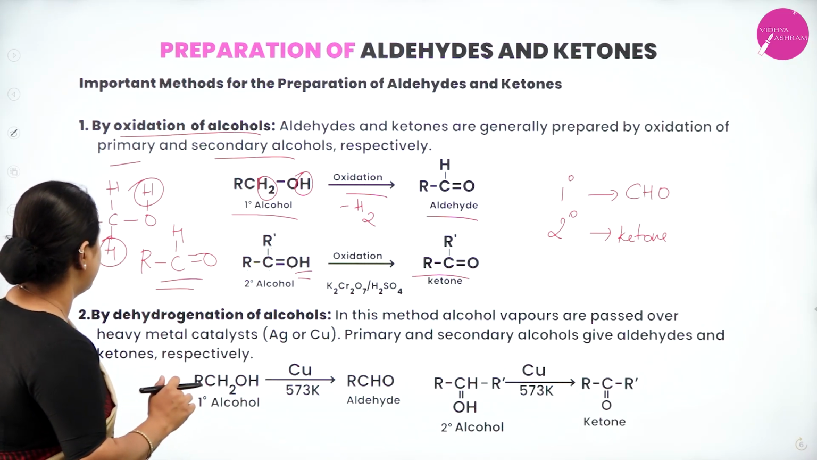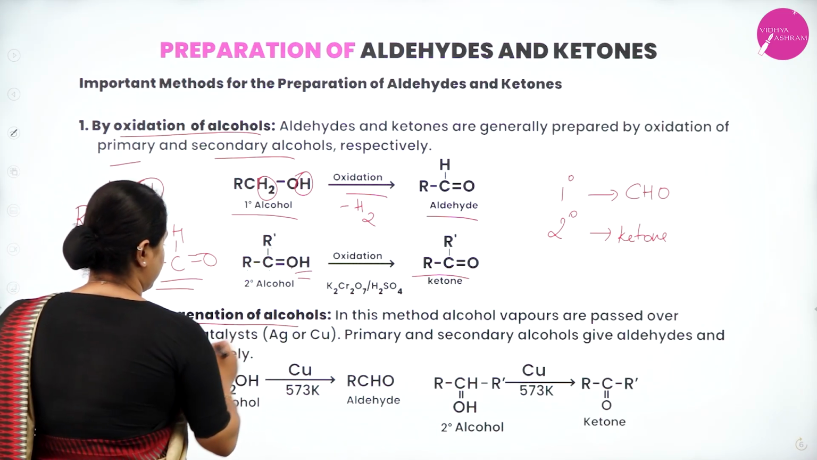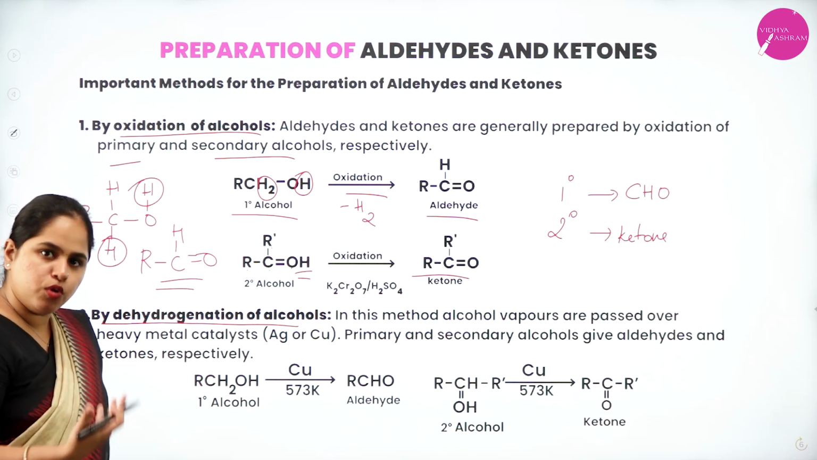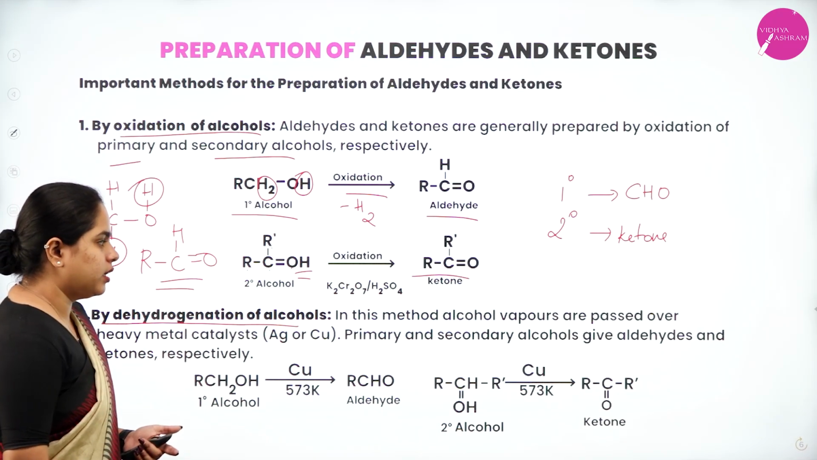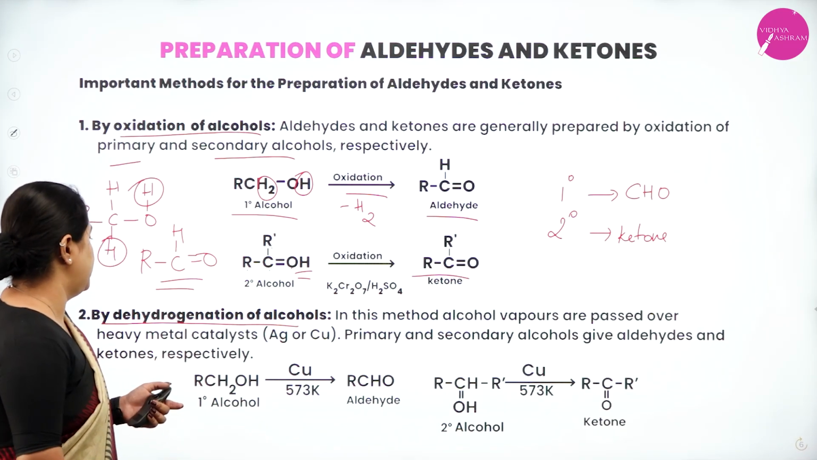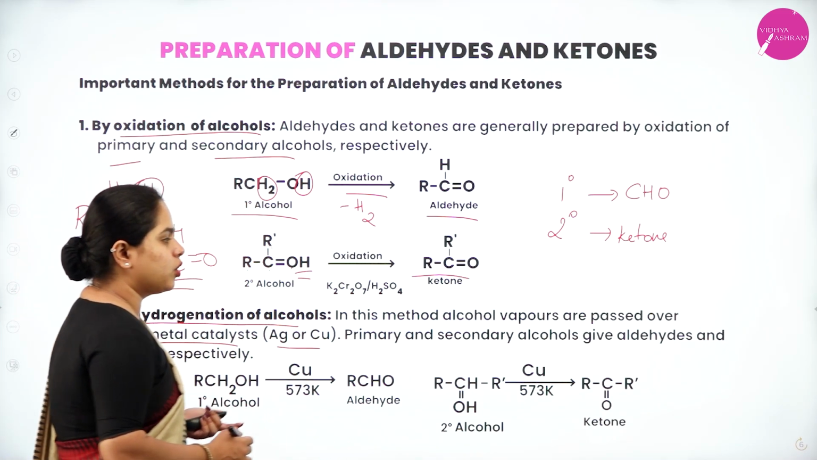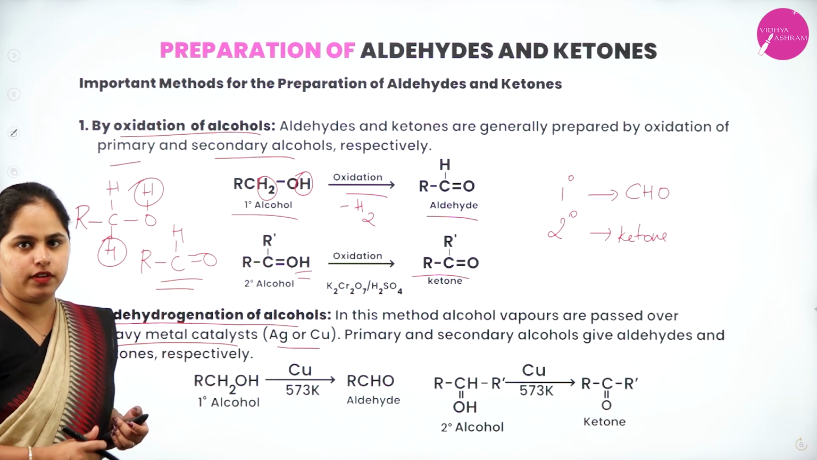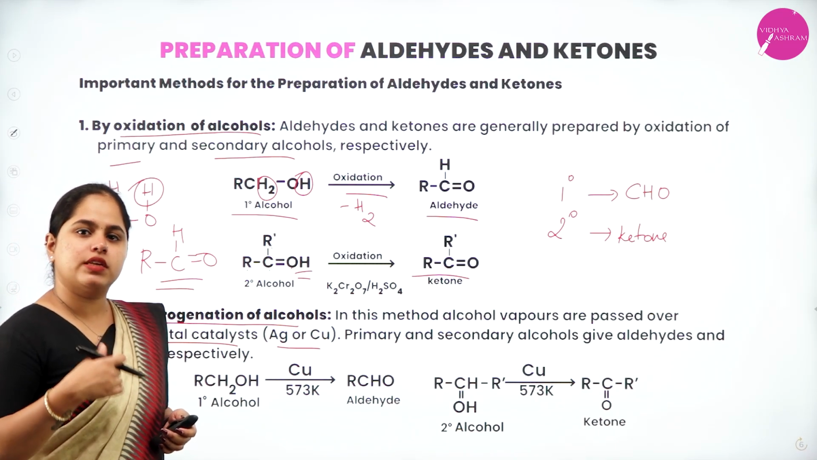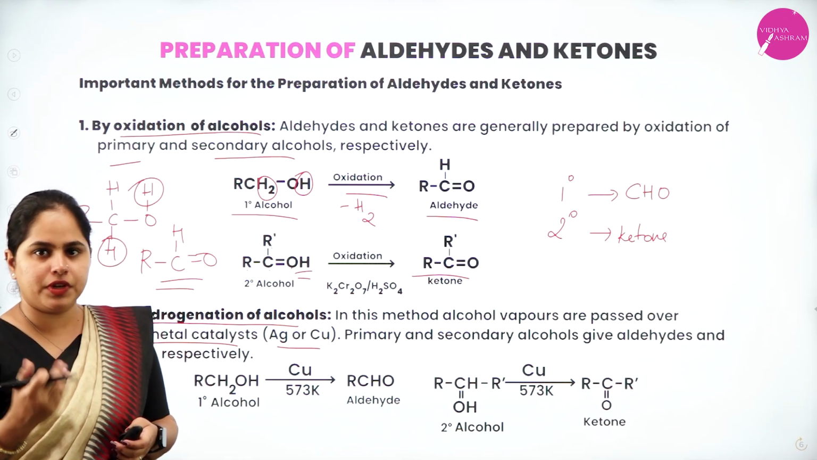Clear? Now the next one is by dehydrogenation of alcohols. Dehydrogenation means what? Removal of hydrogen itself. So in this method, alcohol vapors are passed over heavy metal catalysts like silver or copper. Primary and secondary alcohols give aldehydes and ketones respectively. So here also primary alcohols will give aldehydes, secondary alcohols will give ketones.